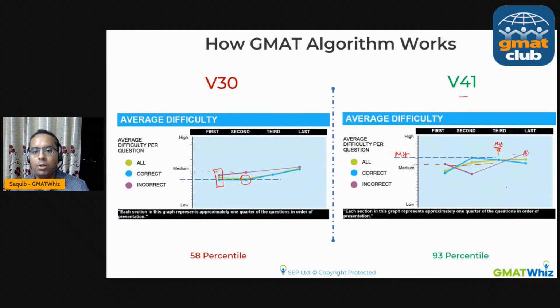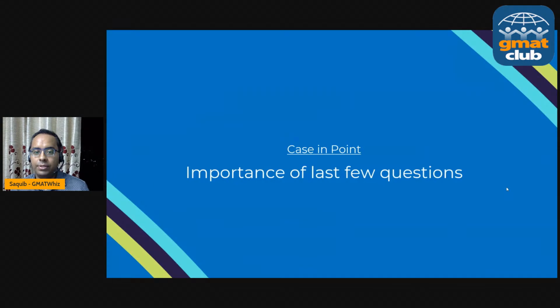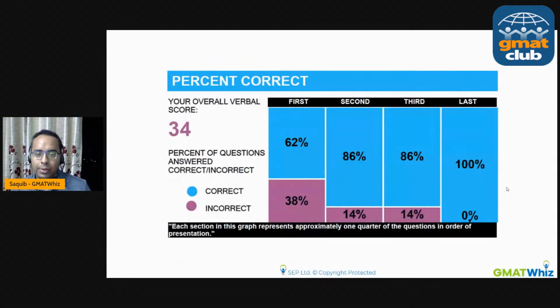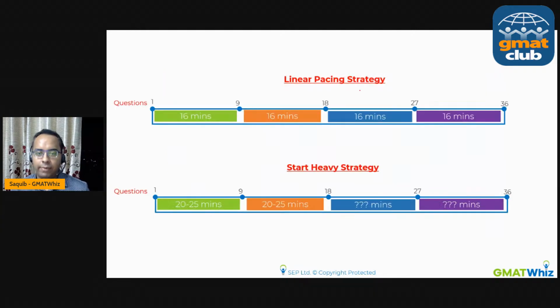So as far as the importance of the last few questions is concerned, it is important, but it is not that important. It's not going to increase or decrease your score by a lot. The main difference is always going to be created in the first 2 quarters. So here it is important that we work on our accuracy. Obviously, we have to have a high accuracy, and we have to do it by taking the right amount of time. And I'm going to talk about the time factor.